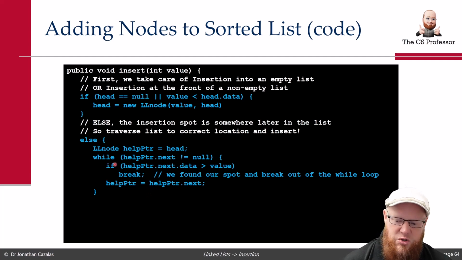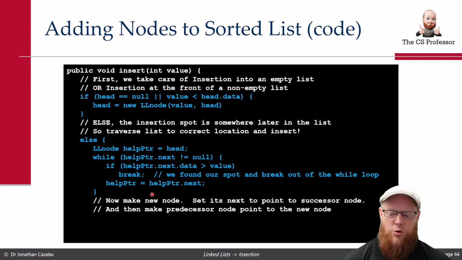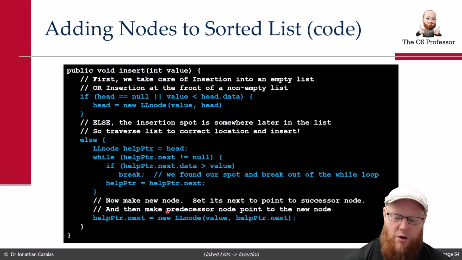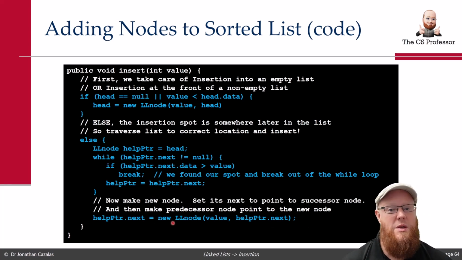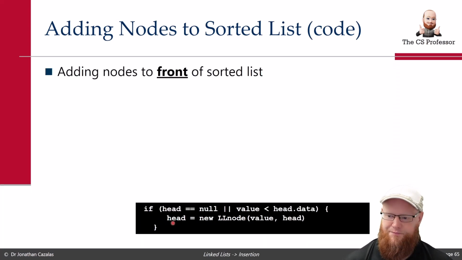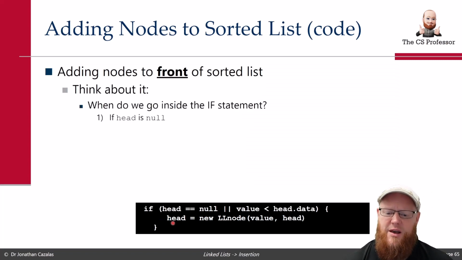And we want to look at what's really going on inside this while loop briefly. And then here we've already looked at this line of code, which is where we make that new node. So adding nodes to the front of the list, we've already talked about this.